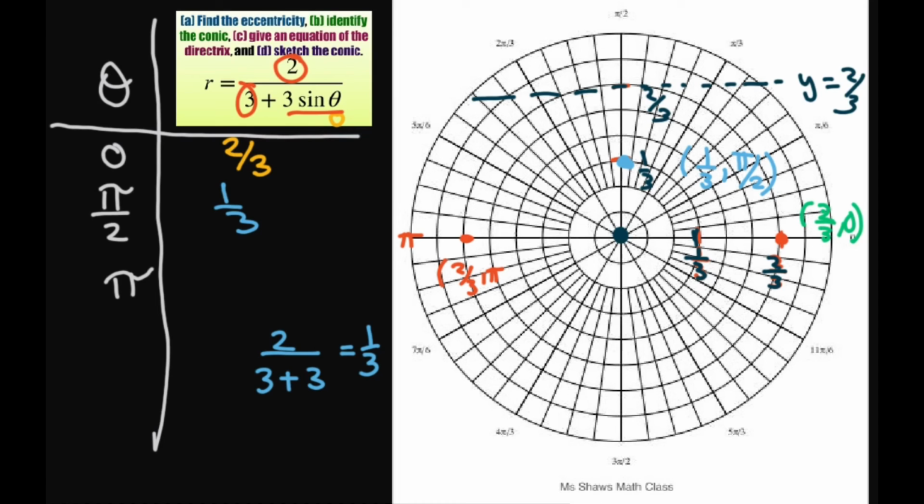Now, let's just draw the graph. We're going to sketch it. So there it is. I kind of made it really big here. So there's your graph. Something like that. And this is your origin here. The vertex is midway between the focus and the directrix, and that is going to be this point right here, 1/3 comma pi divided by 2.